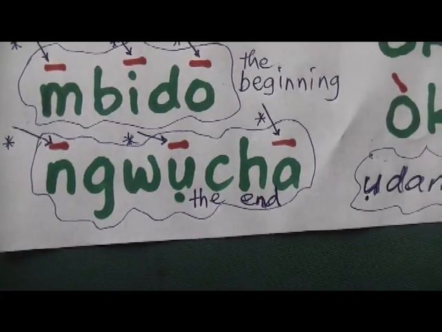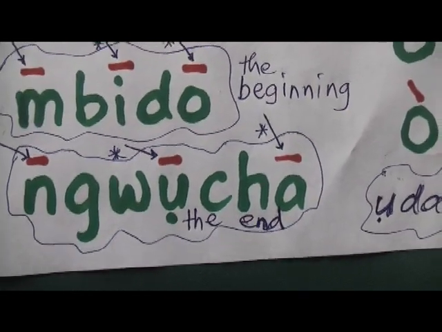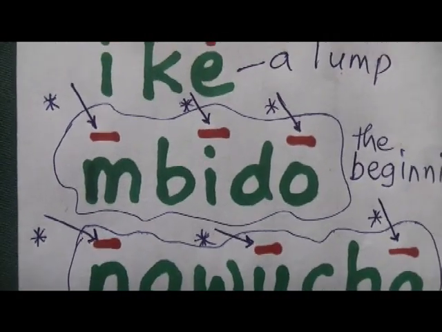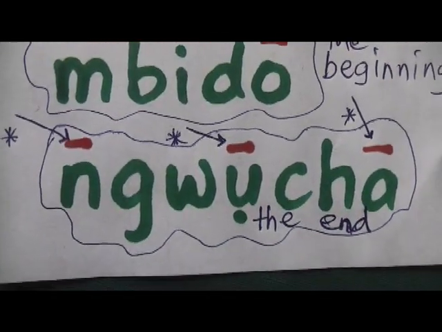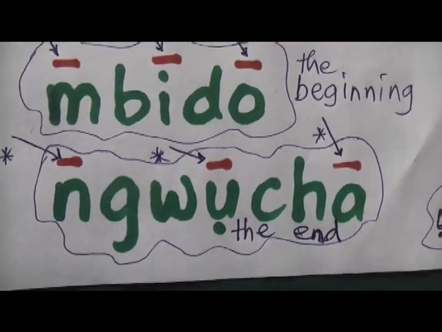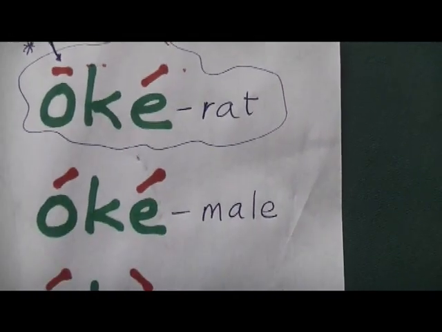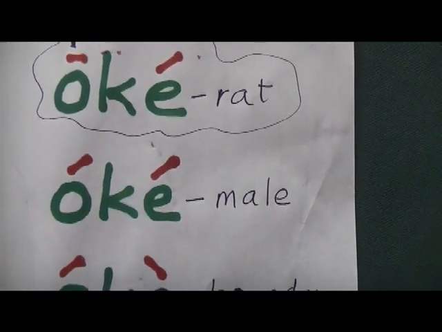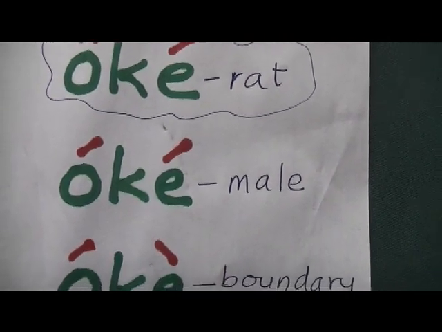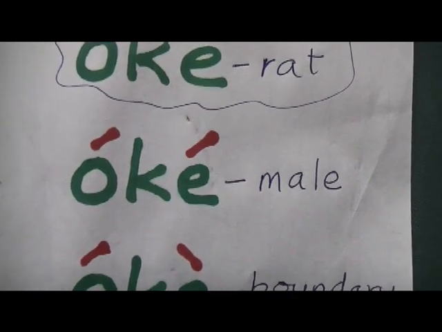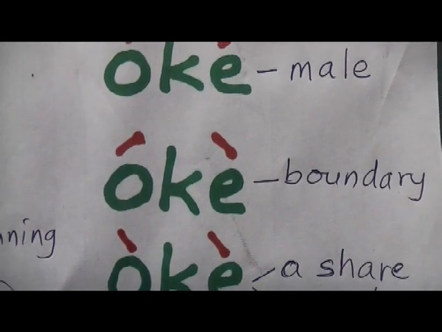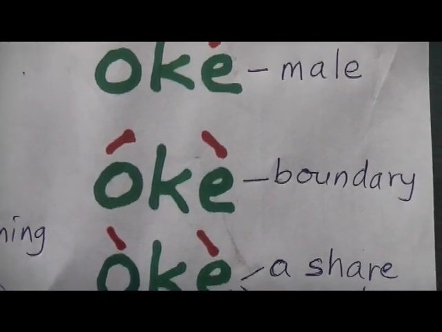Look at this word. Ngwocha means the end. Learn spelling o. Learn how to spell them correctly o. Oke means rat. Oke is male. That is oke opa. That is a male chicken or a cock. Note that the marks are placed on top of vowels. Okay, up, down, Ụdaolu, Ụdaala.